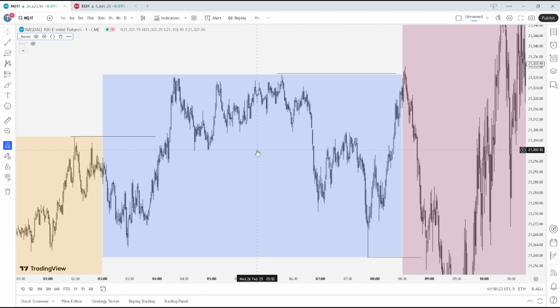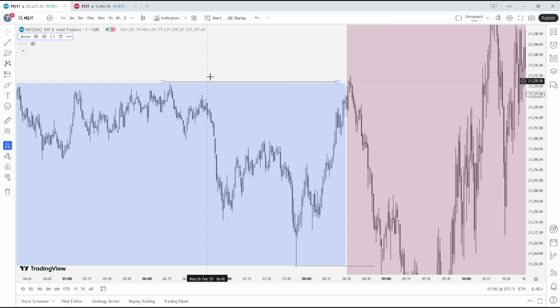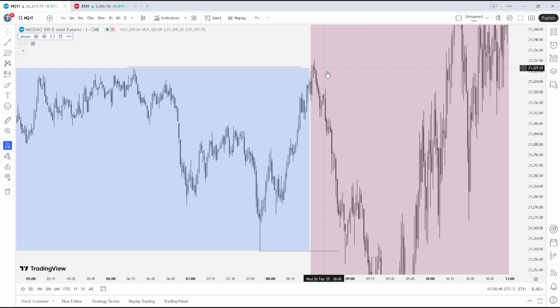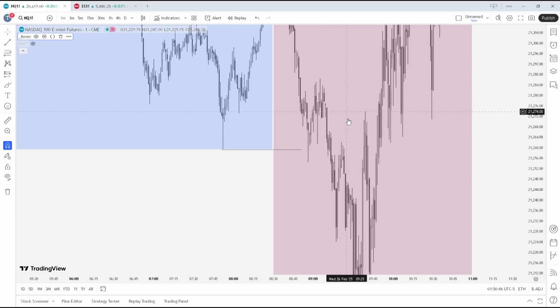That's just basically why I think this one didn't work as well as this one. So if we take a closer look, we swept London highs, and then we got this instant displacement downwards, and then we swept London lows. We got a slight retracement, and then got a move lower.